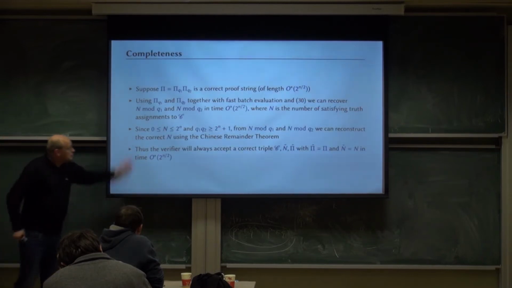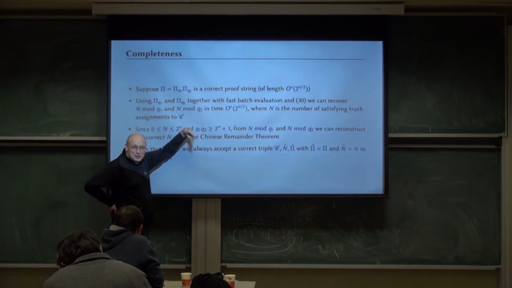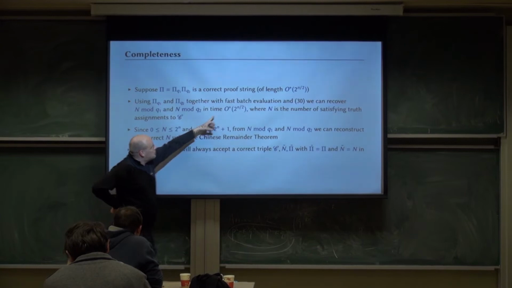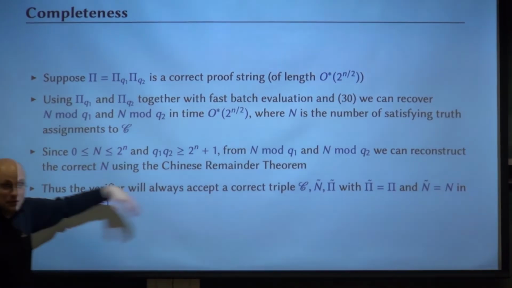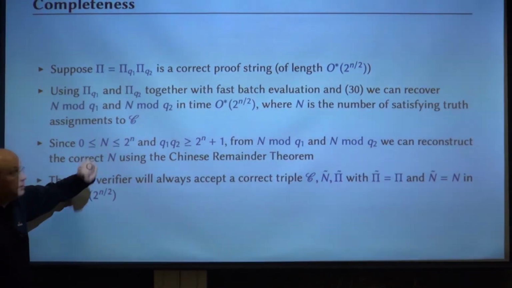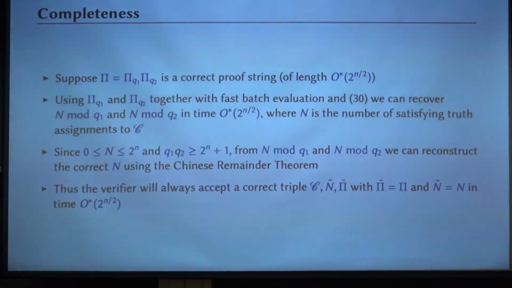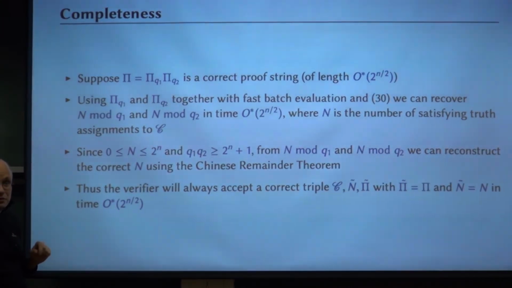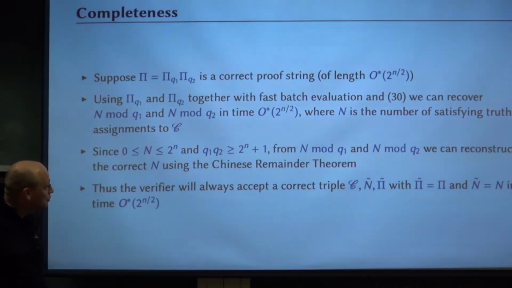But let's quickly recall the completeness first. If we are given the correct proof string, we can assume that it's correctly formatted. We pick up the primes and use batch evaluation on the polynomial at the relevant integer points to recover the evaluations. We sum them up modulo the relevant primes, and then use the Chinese remainder theorem to reconstruct the count. Then we have the correct count, assuming we have the correct polynomials. All of this takes time order 2 to the n over 2, about the square root of the best known solution time.